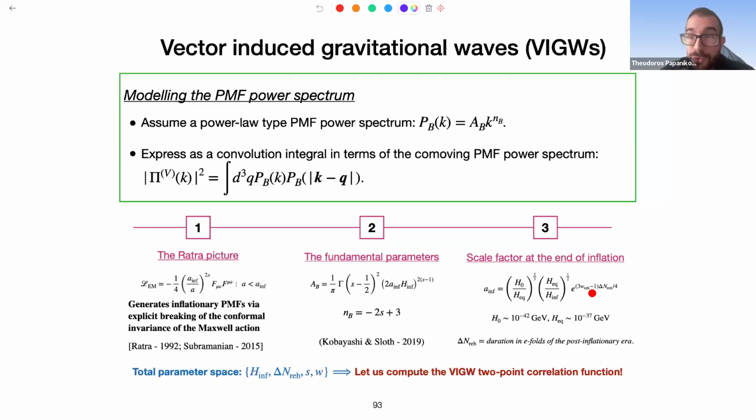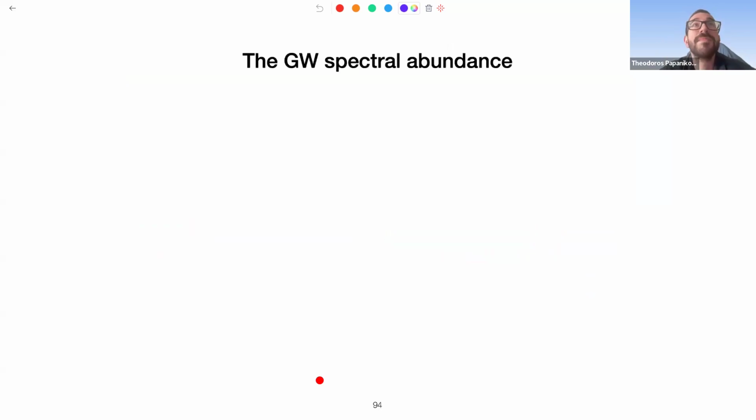At the end, we are left with 4 free parameters of our physical setup: the energy scale at the end of inflation, delta N reheating, the non-conformal coupling, and w. So let us go on and compute our gravitational wave signal.